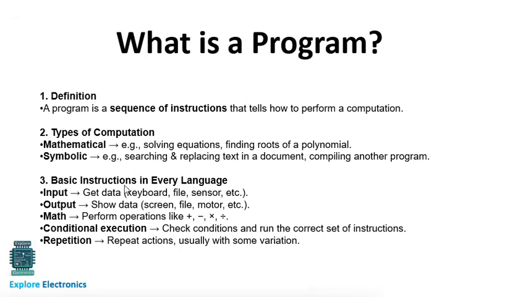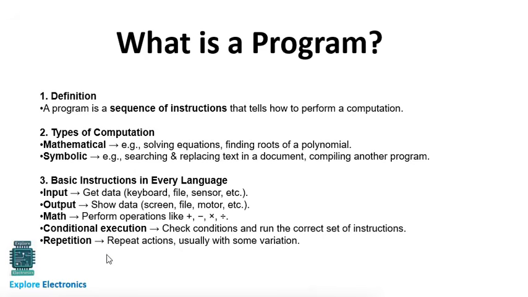These are all the instructions performed in the program. And conditional execution also is an instruction. Check the condition and run the correct set of instructions. For example, if I have a condition that if age is greater than or equal to 18, this is a condition. Only if the age is greater than or equal to 18, then it will execute and run the program, or else it will return as false. This is what exactly conditional execution means.